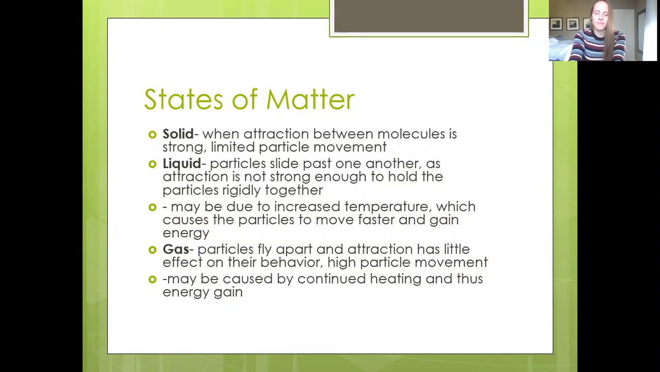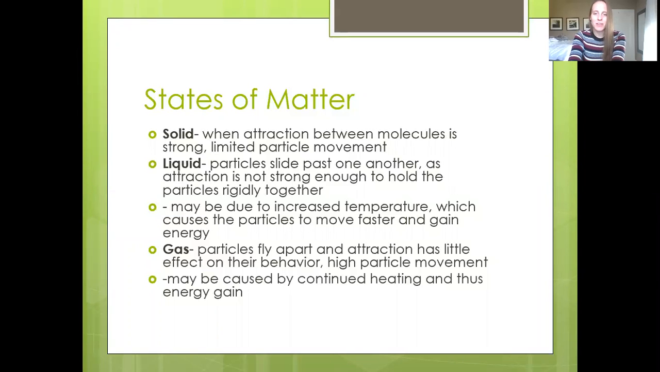We have technically more than 3 states of matter, but you only have to know about 3 states of matter: solids, liquids, and gases. Solids have the strongest attraction between molecules, which means that molecule movement, or the particle movement, is really limited. That is what allows solids to maintain a constant shape and a constant volume.